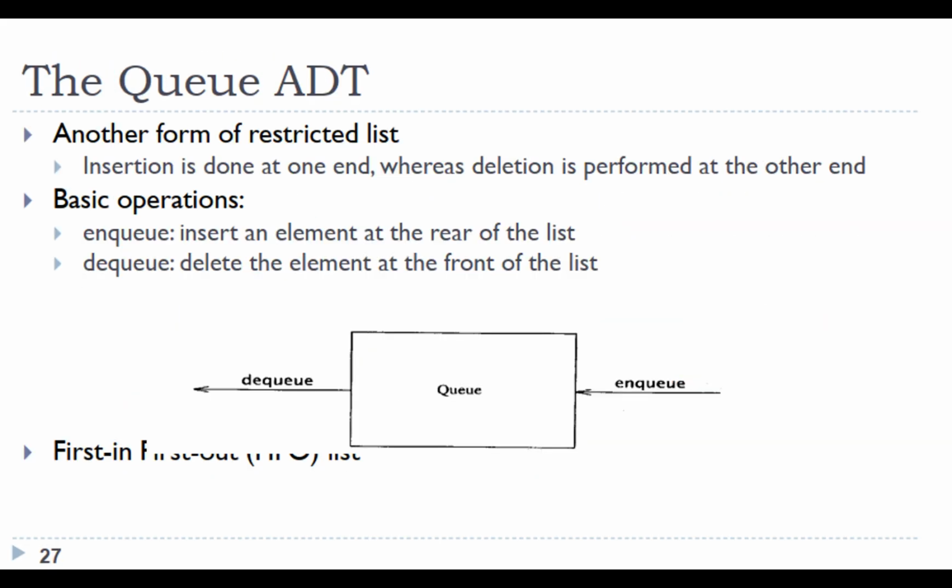26. The queue ADT is another form of restricted list. Insertion is done at one end, whereas deletion is performed at the other end. Basic operations: enqueue, insert an element at the rear of the list. Dequeue, delete the element at the front of the list. First in first out (FIFO) list. 27.